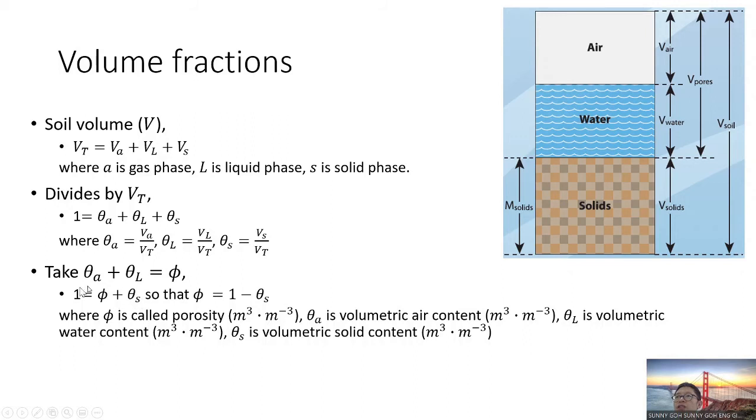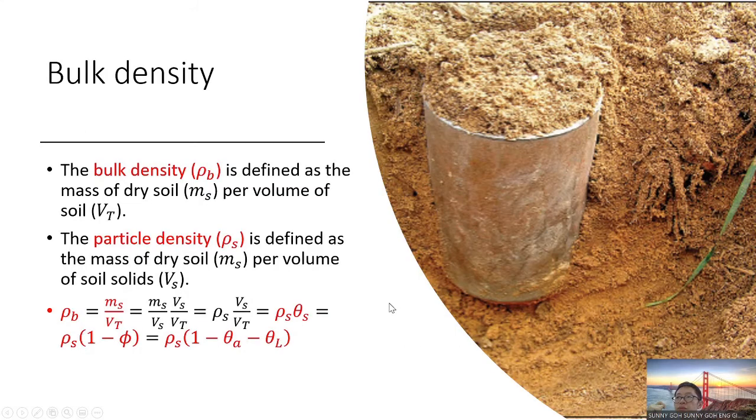So we can rearrange this equation. So we get the porosity equals 1 minus theta S. So phi is called porosity, in meter cube over meter cube. Theta A is volumetric air content, meter cube over meter cube. And theta L is volumetric water content, meter cube over meter cube. And theta S is volumetric solid content, also meter cube over meter cube.